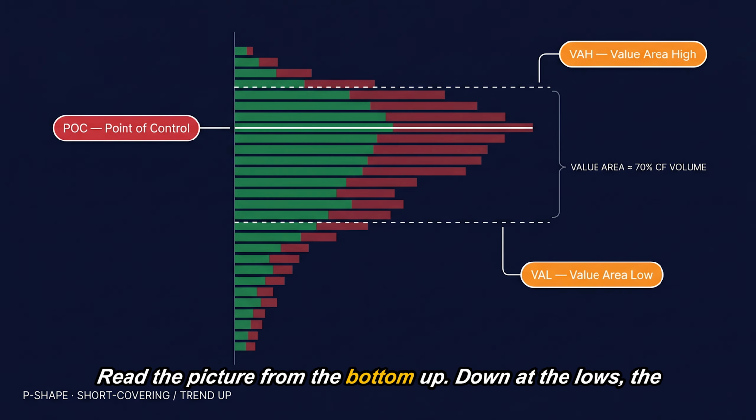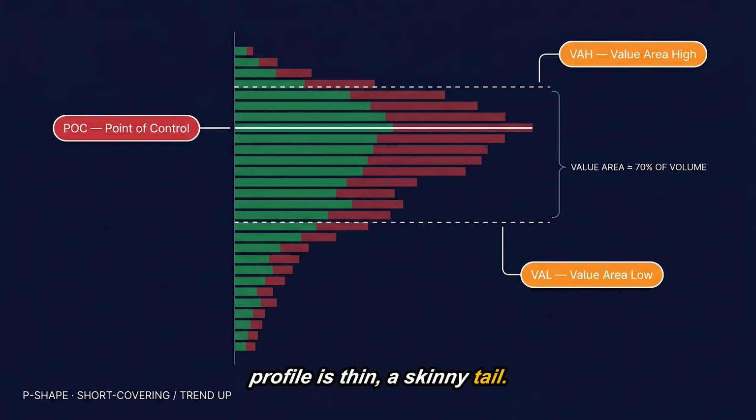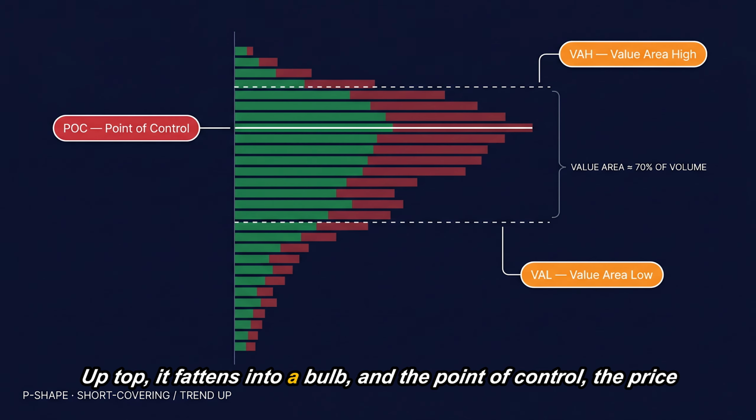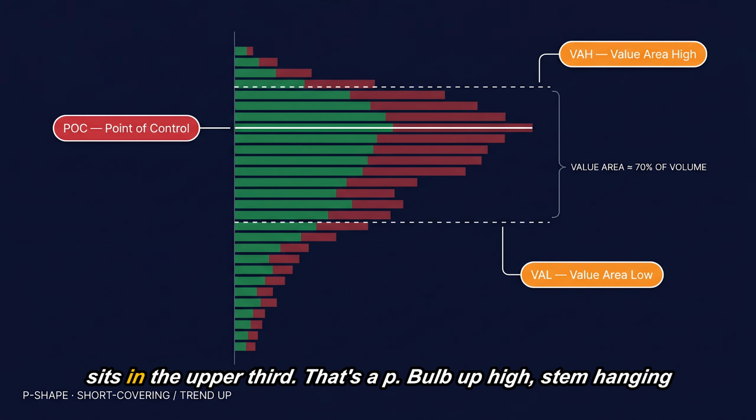Read the picture from the bottom up. Down at the lows, the profile is thin, a skinny tail. Up top, it fattens into a bulb, and the point of control, the price with the most volume, sits in the upper third. That's a P. Bulb up high, stem hanging down.